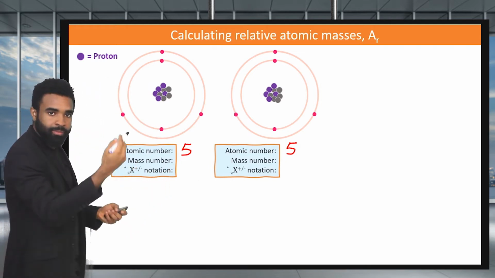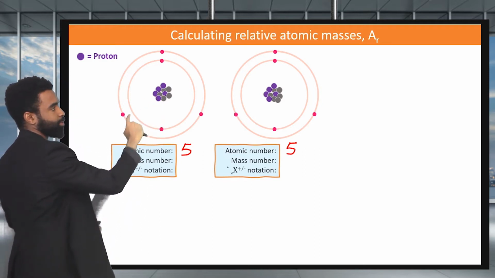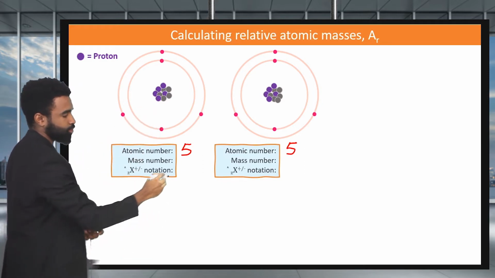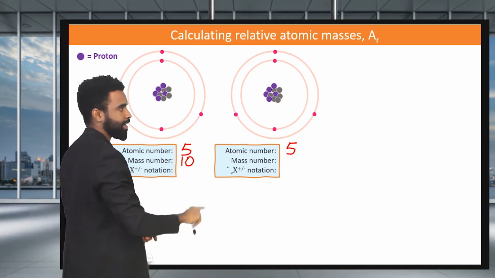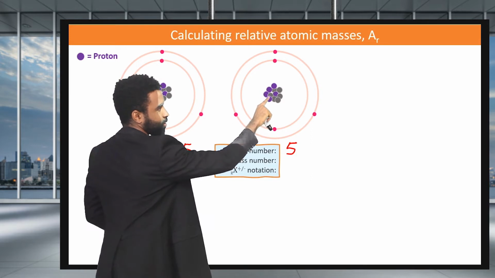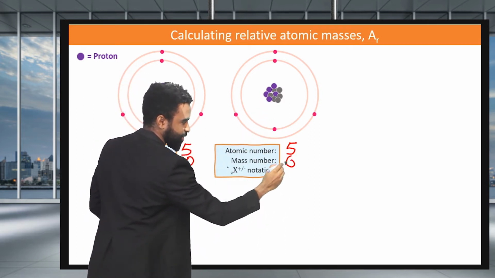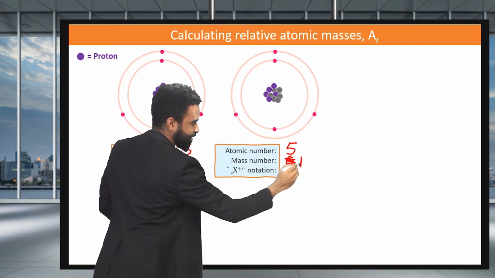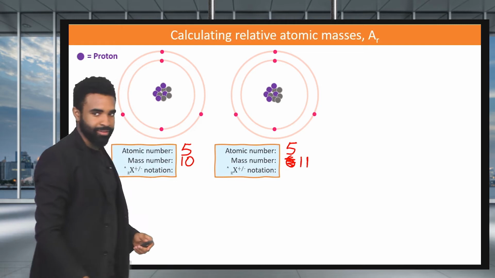The mass number is the number of protons plus neutrons, or the number of nucleons. Here we have 1, 2, 3, 4, 5 protons, and then also 5 neutrons. So we have then 10 nucleons, a mass number of 10. Here on the other hand, we have 5 plus 1, 2, 3, 4, 5, 6. So we have 6, sorry, not 6. We have a mass number of 11, okay? That's the 6 plus the 5 gives you a mass number of 11.